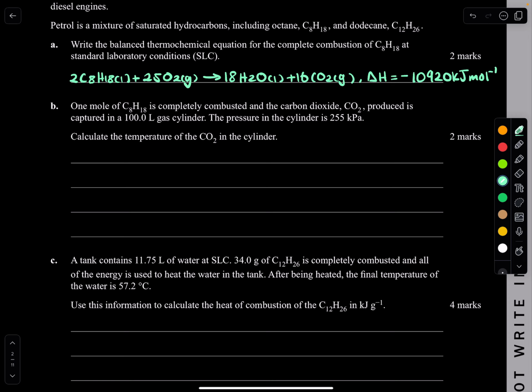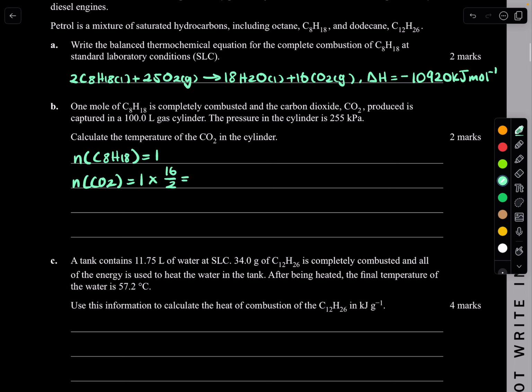1 mole of octane is completely combusted, and the carbon dioxide produced is captured in a 100-liter gas cylinder. The pressure of the cylinder is given. Calculate the temperature of CO2 in the cylinder. They're not telling us degrees or Kelvin, so I'm going to make sure it's in degrees. Very easy question. We have 1 mole of octane, and we want the CO2, so by stoichiometry the moles of CO2 is 1 times 16 divided by 2, which gives 8 moles.